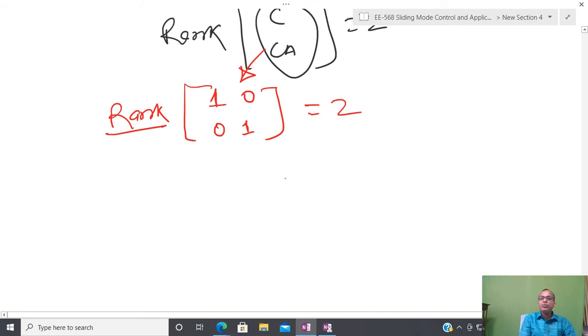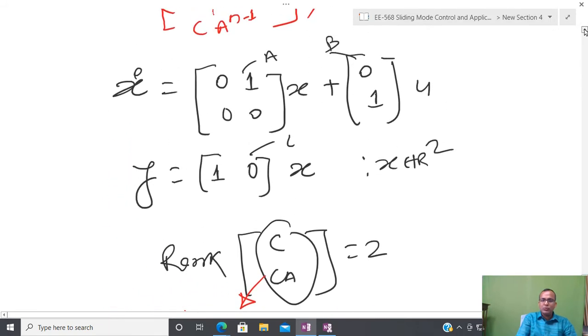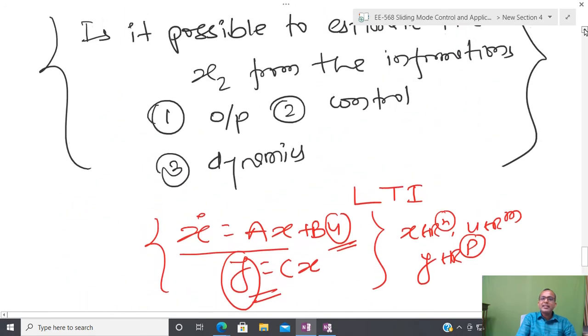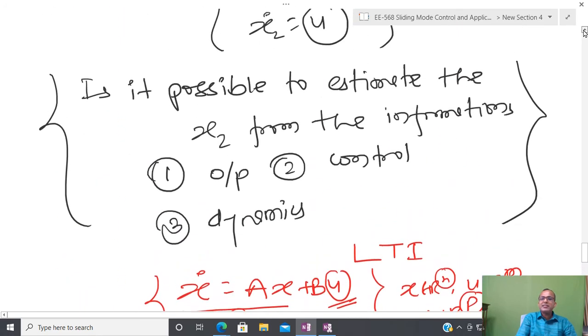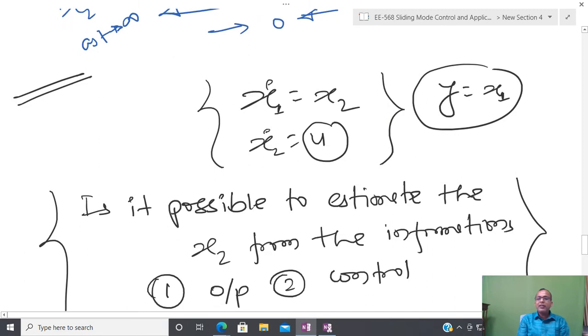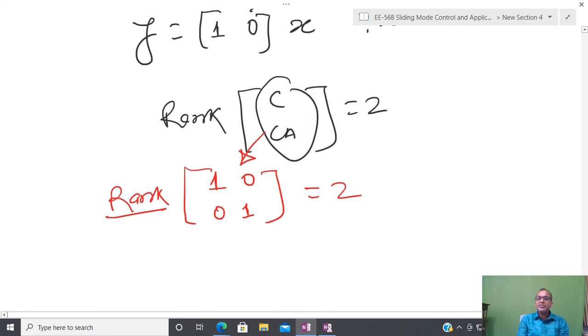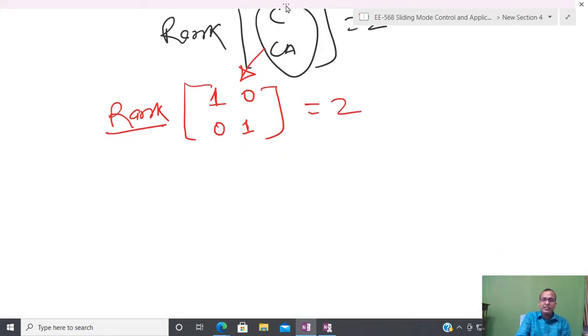So this is 2. Now you can see that I have 2 states and the rank of this matrix is 2. It means that it will satisfy the Kalman test. What does it mean? That using information of x1, I can understand everything about the system. And what is another thing that I do not know? That is velocity. So using information of position, I can estimate the velocity.